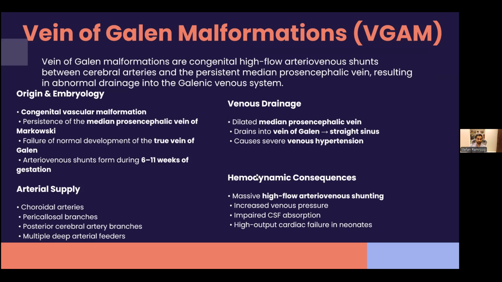But in your vein of Galen malformation, this regression fails. So you have multiple arterial feeders from deep cerebral arteries forming direct arteriovenous shunts into the persistent median prosencephalic vein during early fetal development. Typically, this happens between 6 and 11 weeks of gestation. And the result will be a massively dilated midline venous collection located in the region of the vein of Galen. They're typically characterized by extremely high flow arteriovenous shunting because the arterial blood is diverted directly into the venous system itself without a capillary bed in between. So the venous circulation becomes exposed to high arterial pressures.